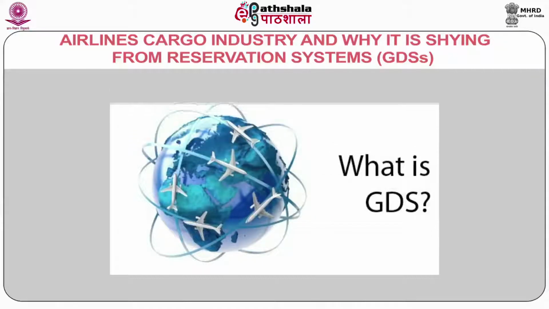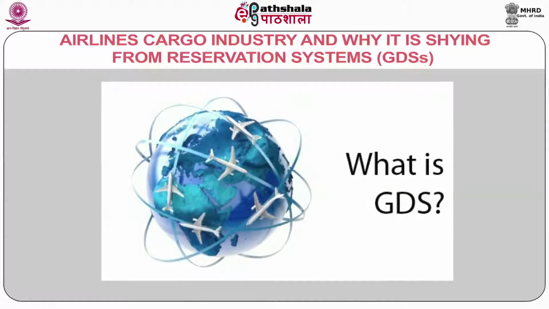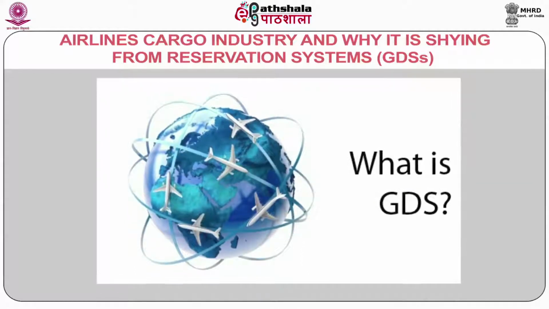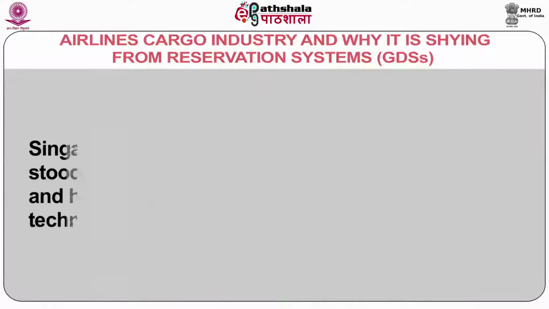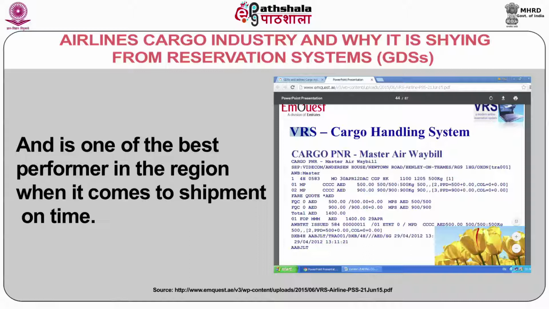Air cargo has to innovate, be it through GDS or through its products, to attract desired attention from the customers. Overall, there exists a resistance to change and innovate also. Singapore Airlines has stood up to the challenge and has accepted the technology innovation and is one of the best performers in the region when it comes to shipment on time. This is followed by Korean Air, ABC, Lufthansa, Cathay Pacific, British Airways and KLM. SAS, American Airlines, United Airlines, Air France, Etihad and Cargolux have delivery issues with the freight business.